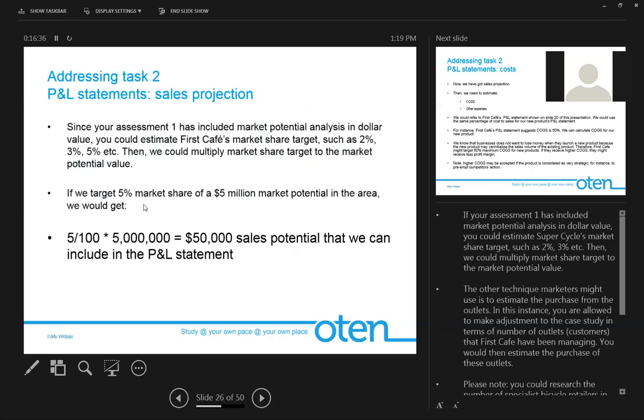Now, if we target 5% market share of, let's say, for argument's sake, with the market build-up technique, we understand the market potential in that area is around $5 billion. That suggests that our sales revenue target would be $50,000. So that goes into our profit and loss statement. We've got the sales revenue estimate already.